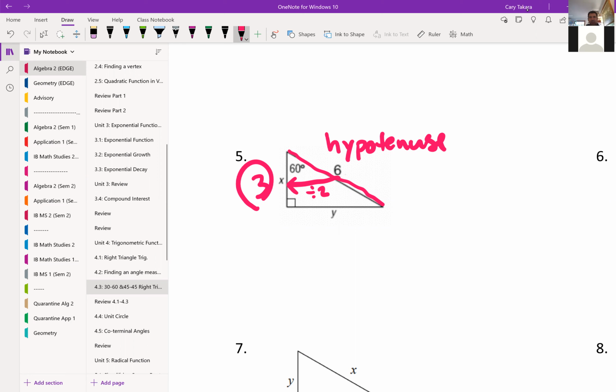Maybe I should let you figure it out by yourself a little bit more independently. I hope you're figuring it out before me, okay? Now, how do you go from 3 to y? What do you have to do? You've got to multiply by something, right? Because you want to figure out the longer leg. What do you multiply by? You're going to multiply by square root of 3. So it will be 3 square root of 3.